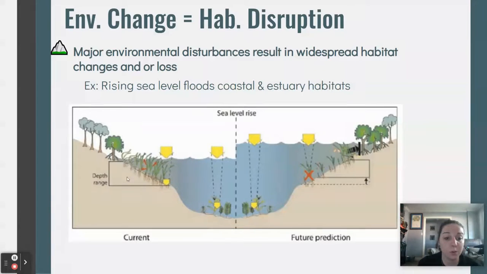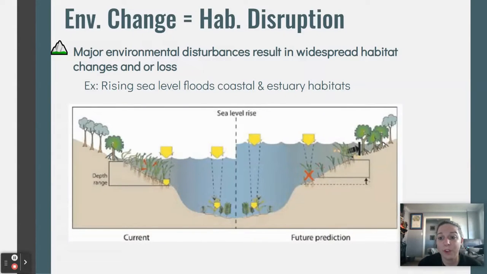So this is what it should look like normally. You can see we've got some of those mangroves over here. We've got some plants. We've got our little edge forest. And then in the future, as the water rises, we start to get less and less sunlight. So now these plants over here that were able to get the sun before can no longer get any sun. So they start to die off.